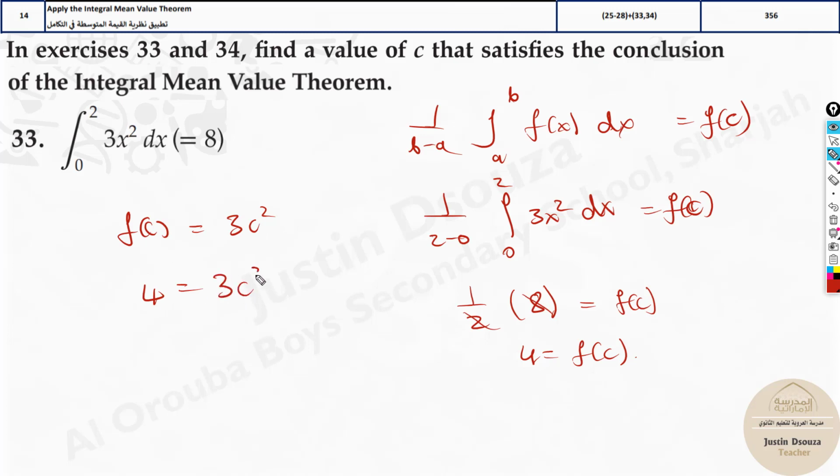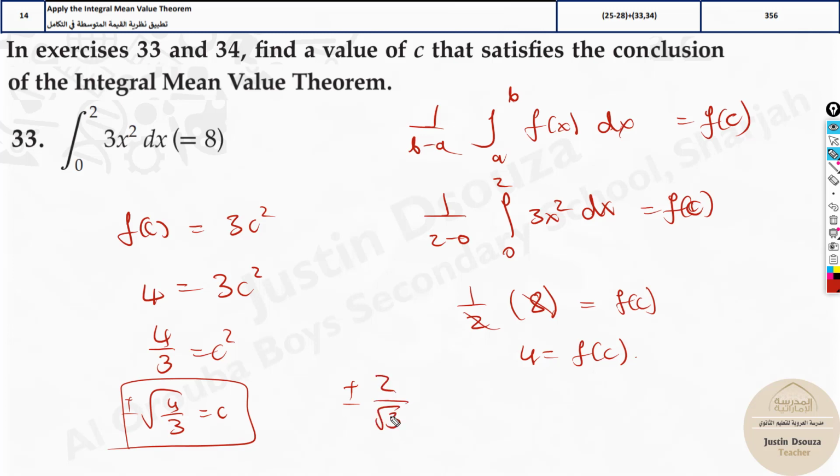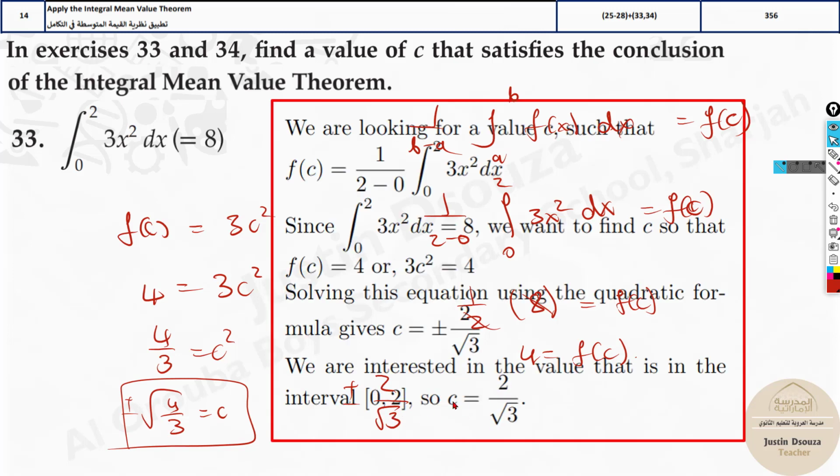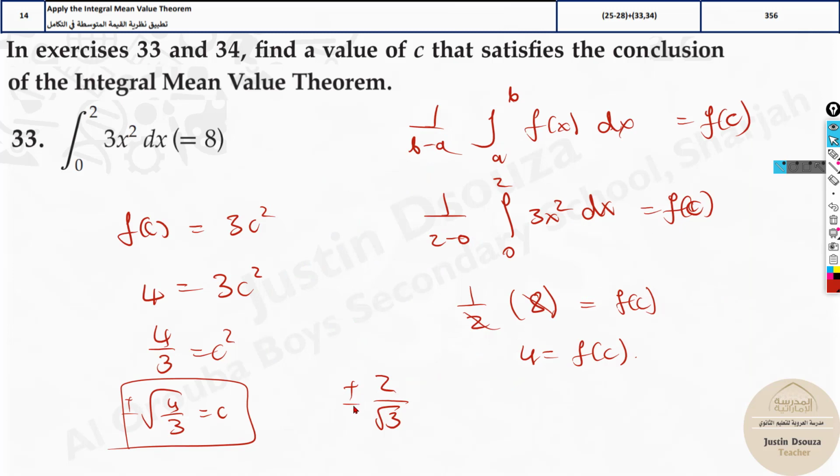This must be satisfied. So take the 3 to the other side. It will be 4 by 3. That is equal to c squared. It is square root plus or minus 4 by 3 is equal to c. This is the value that satisfies the integral mean value theorem. So the answer is, over here you can split the square root. What happens over here is it will be plus or minus 2 by square root 3. Because square root 4 is 2, right? So that will be the final answer. Okay, now I forgot about an important thing. I wrote plus or minus.